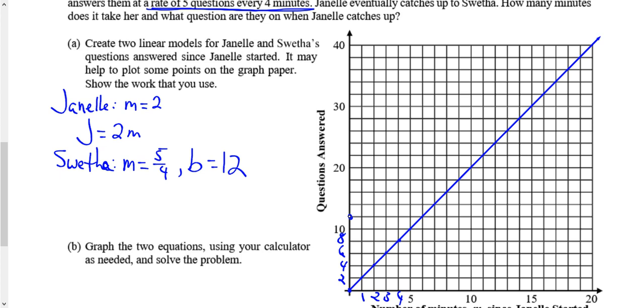How about this? We didn't do her equation, right? Her equation would be S equals 5 fourths x plus 12. But do you want to count an even number? Wouldn't this be 10/8? Wait, isn't it M, not X, because we're going by minutes? Yes.